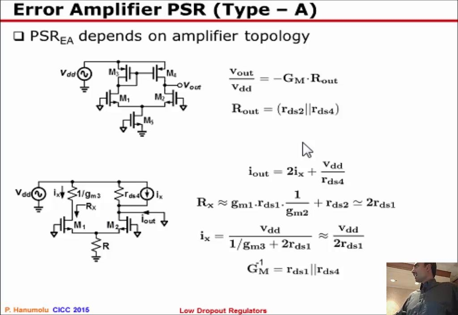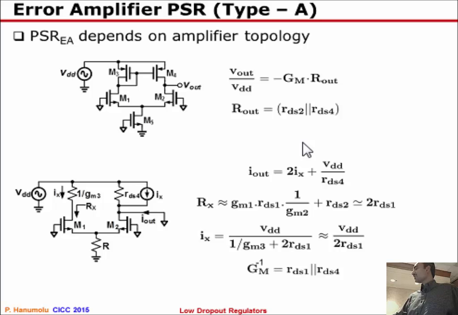So really, Iout is whatever is the current here plus the mirroring current, that is 2Ix, and there is some current through RDS4, that is VDD over RDS4. If you want to figure out this Ix current, the way I'm going to do it is to figure out what this Rx is to ground, and Ix is simply VDD over (1 over Gm1 plus Rx).